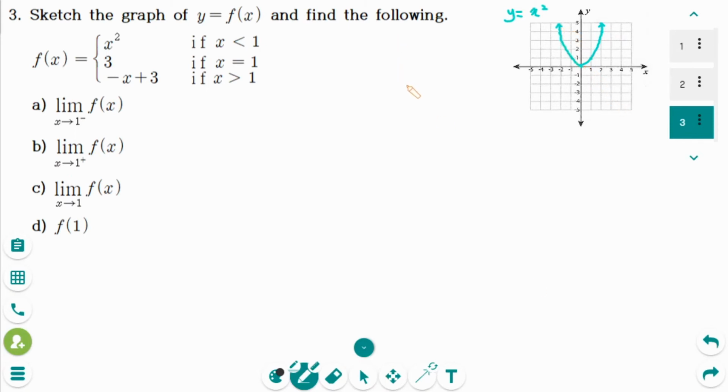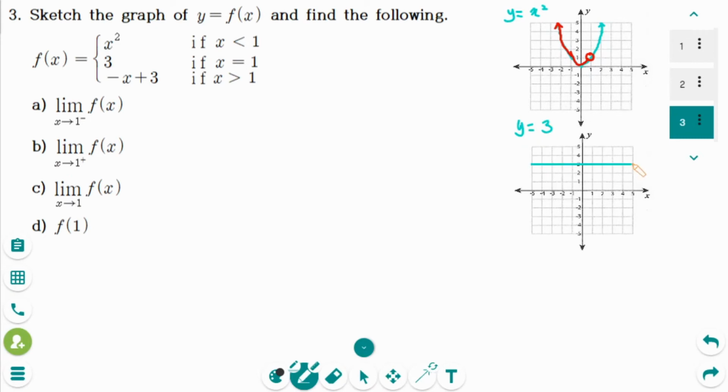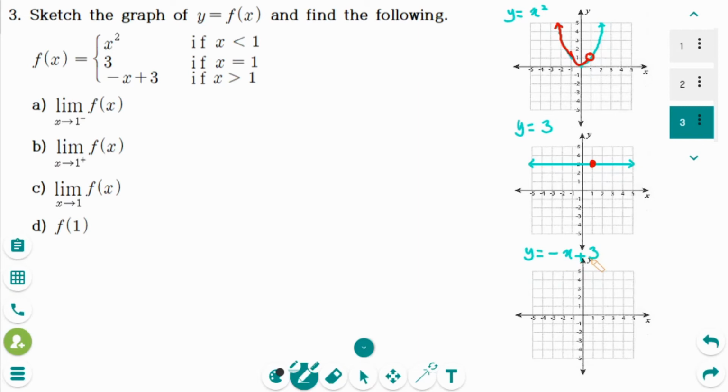The interval is x is less than 1, so start with x equals 1 with a hole and the left part. The y equals 3 graph here, but only x equals 1, so the y value is only this point. The last one is y equals minus x plus 3. The y-intercept is 3 and the x-intercept is also 3. So the graph is like this.